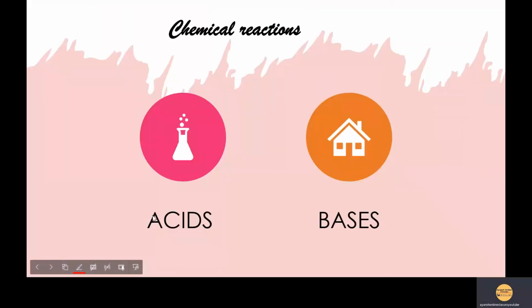Today's session will be totally dependent upon the various chemical reactions which acids and bases undergo with various other reactants. How is acid reacting with the other reactant, and what are the specific products we are getting after the reaction, and the same regarding the bases. When a base is reacting with a certain reactant, what will be the possible products which are formed. So that will be the topic of discussion for today. Let's start.